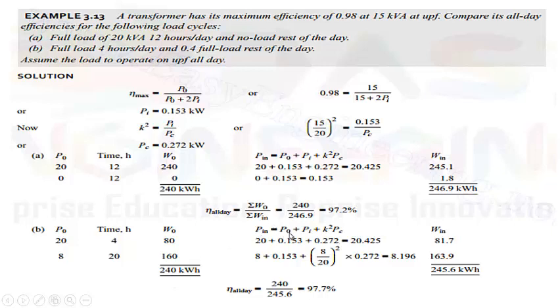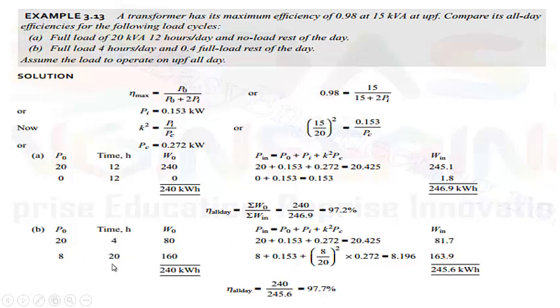Okay, the total output energy will be 240 kilowatt hour again. P in will be equal to 240 plus Pi plus Pc. So P naught is 20, Pi is 0.153, Pc is 0.27, it is 20.425. It will be again the same. So multiplied by 4, that is now time is 4, it will be 81.7.